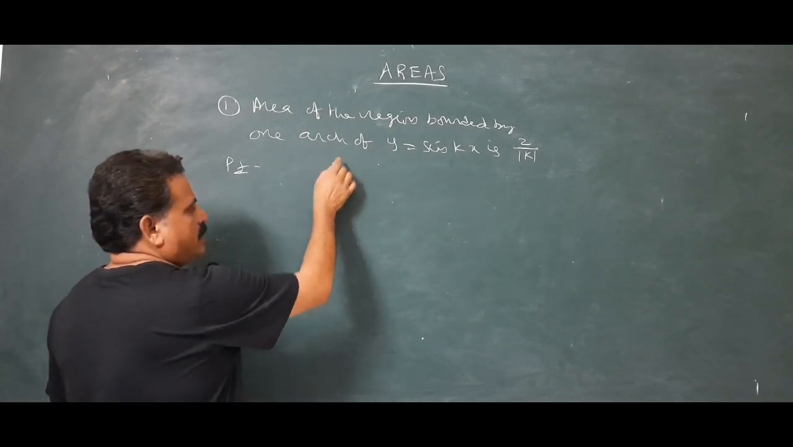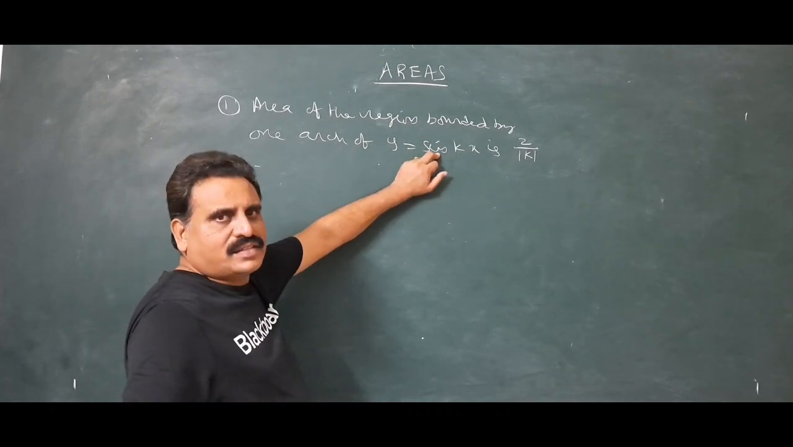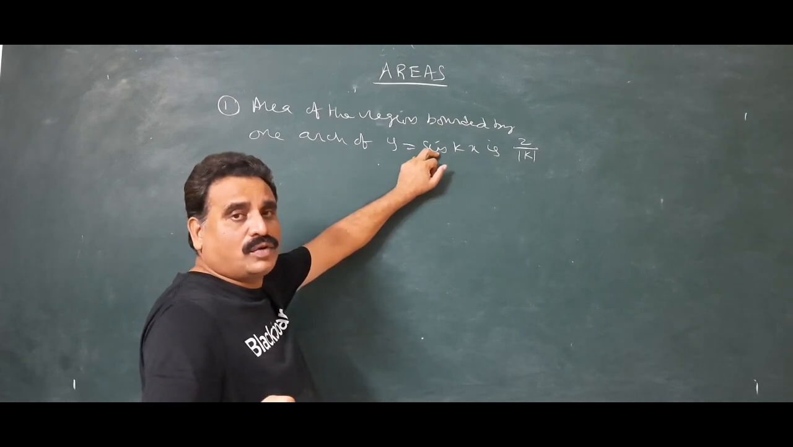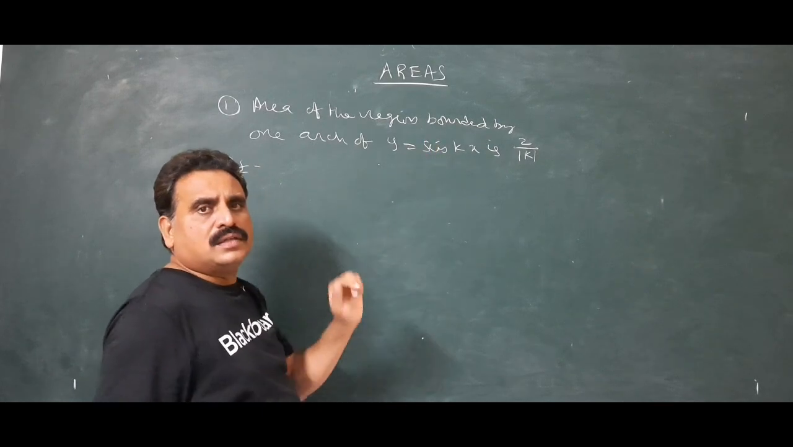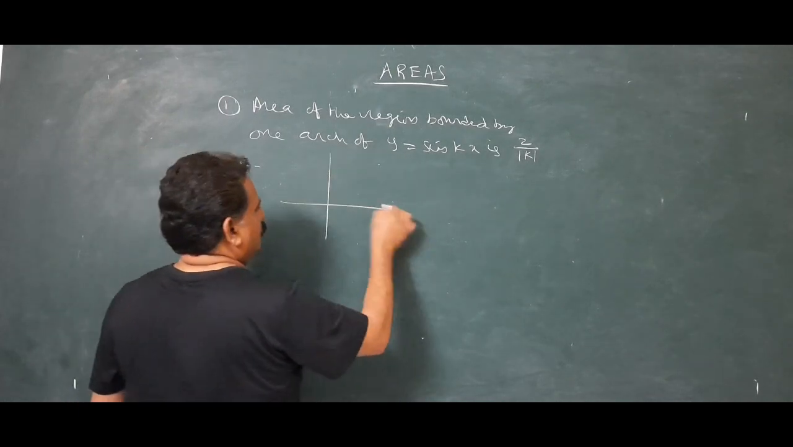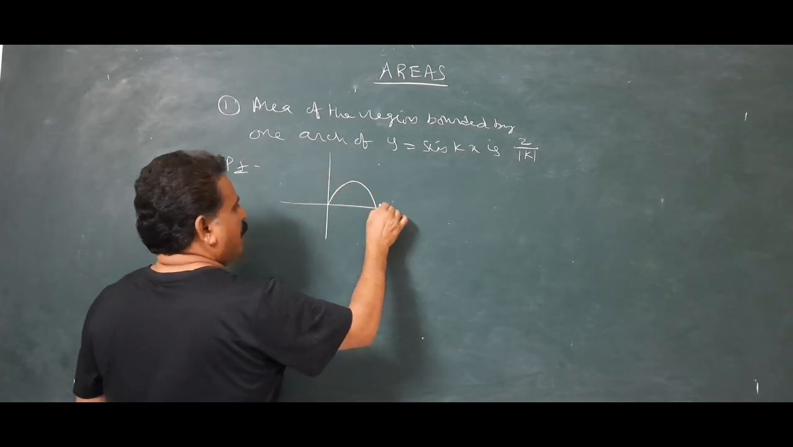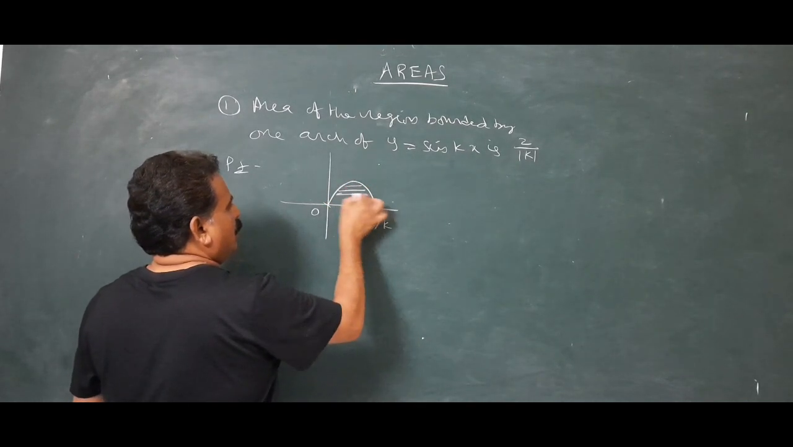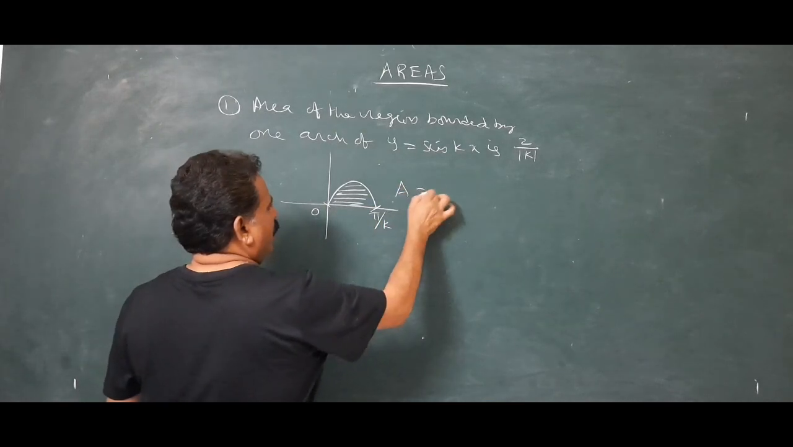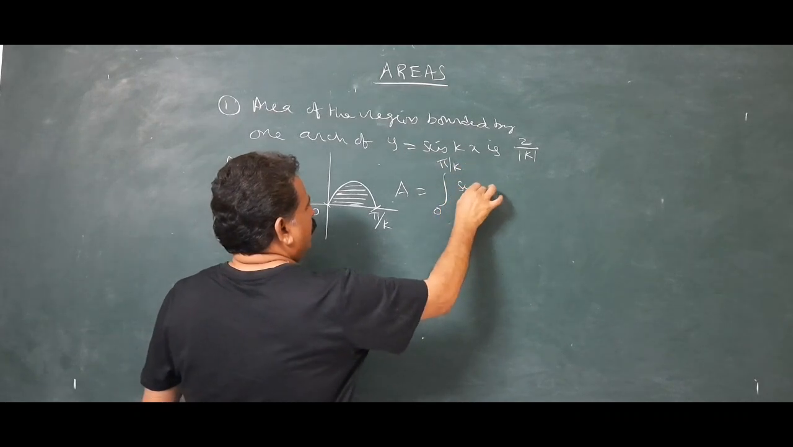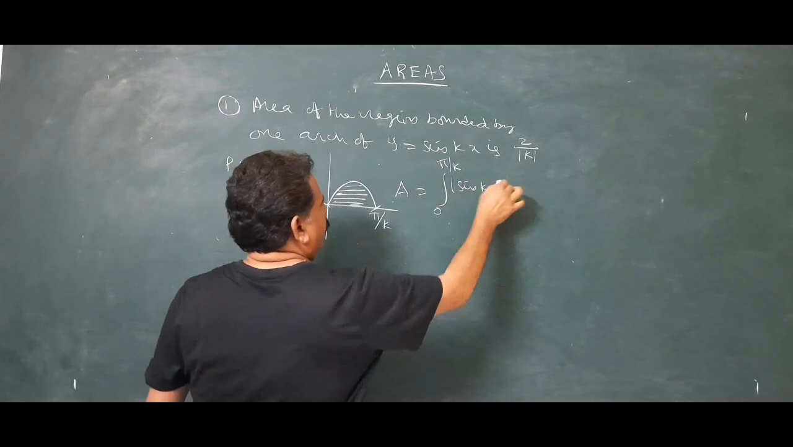Y equal to sin kx. Sin kx equal to 0, where it cuts the x-axis. X-axis is y equal to 0. Sin kx equal to 0, kx equal to 0 or pi. So the consecutive points are 0, pi by k. So the curve is 0, pi by k. So the area of the region bounded, that is area A, equal to integral 0 to pi by k of sin kx dx.